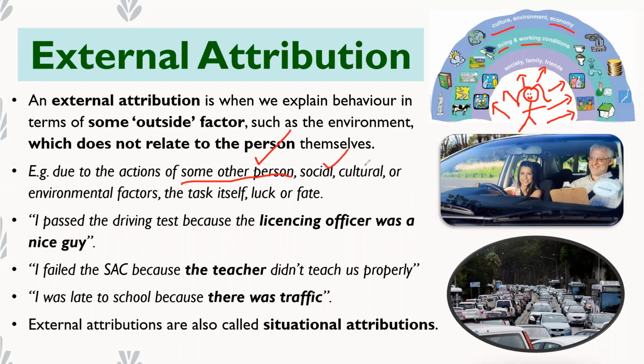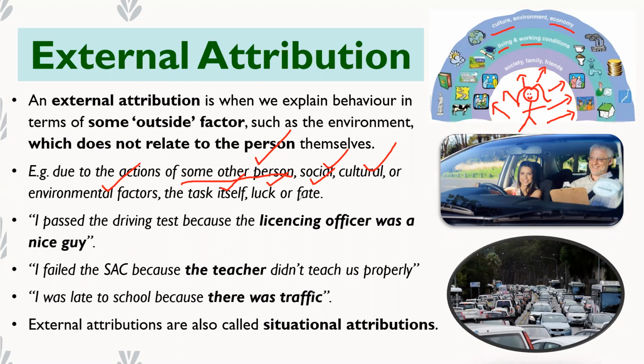It can be your society, it could be your culture, it could be your environment around you, it could be the task itself. Okay, so maybe the soccer game was just really challenging. Maybe the weather was not good, and that's why Tom wasn't able to score the goal. Okay, could be luck, or it could even be fate. Okay, or destiny. So those are what external attributions are.